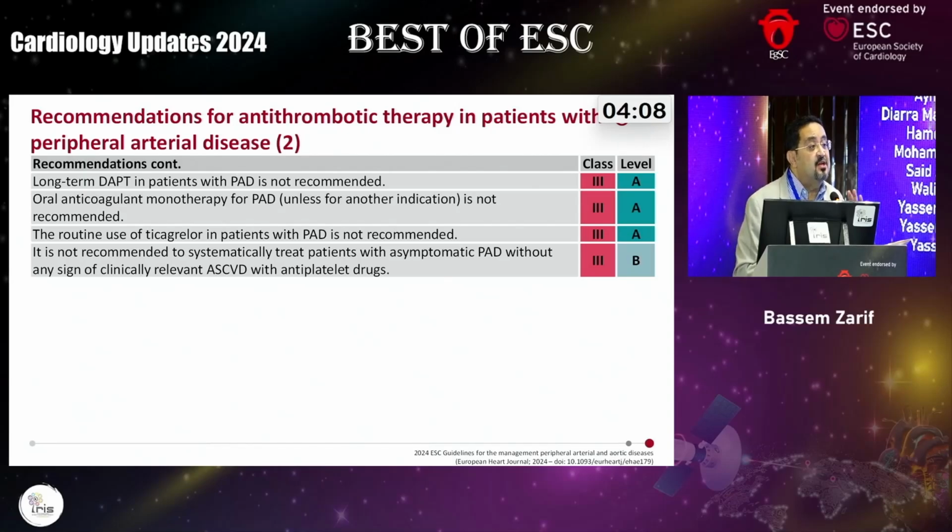And this is the not-to-do list, class 3 indication of antithrombotic therapy. Long-term DAPT in patients with peripheral arterial disease is not recommended. Oral anticoagulation monotherapy, unless indicated by another indication, is a class 3 indication. Routine use of ticagrelor is out of order for our patients with peripheral arterial disease, and it is also not recommended to systematically treat patients who are asymptomatic, without any other signs of atherosclerotic cardiovascular disease, with any of the antiplatelets.